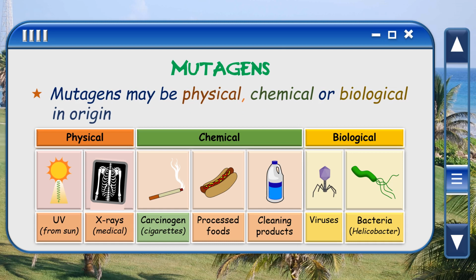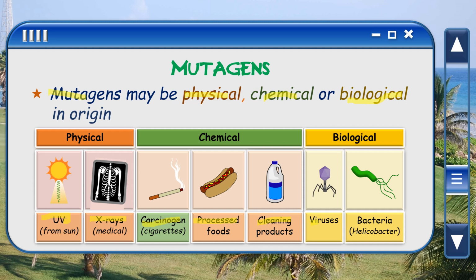Mutagens may be physical, chemical, or biological in origin. For example, if it is physical, here we can see ultraviolet light and X-rays. Then we have the chemical ones, for example carcinogens, processed food chemicals, and cleaning products. All of those can be called chemical mutagens.